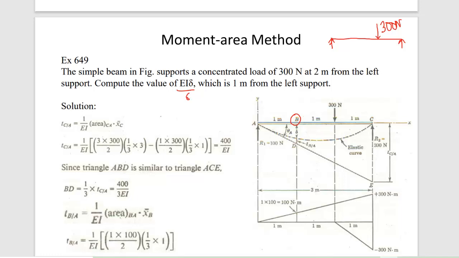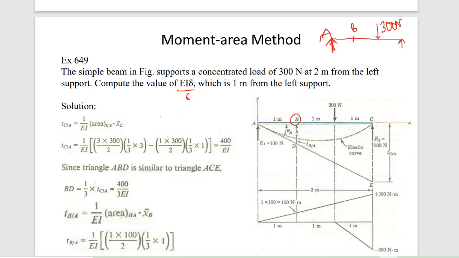So in this problem, they have assigned the load at 2 meter distance from the left support. Left support means point A. But they want to know the deflection at point B, which is 1 meter distance from the left support A.